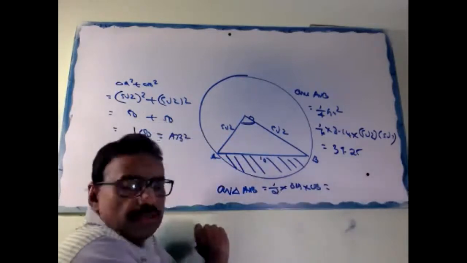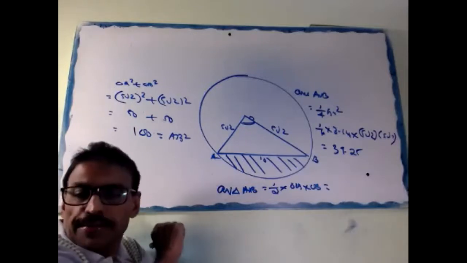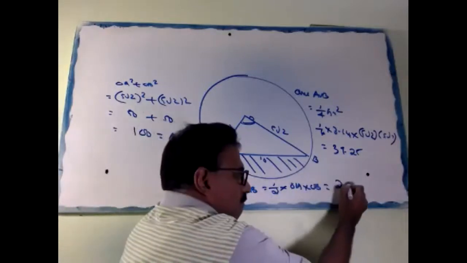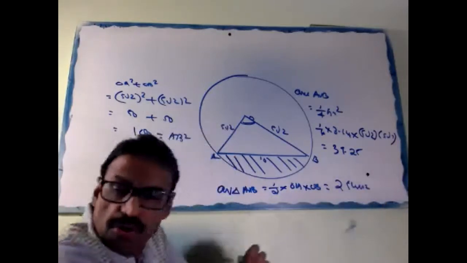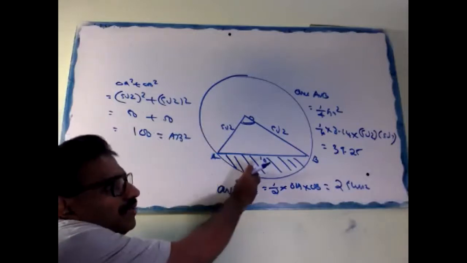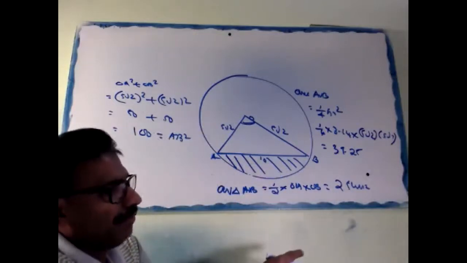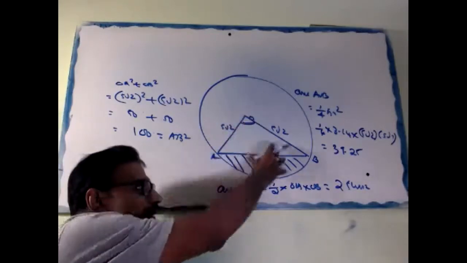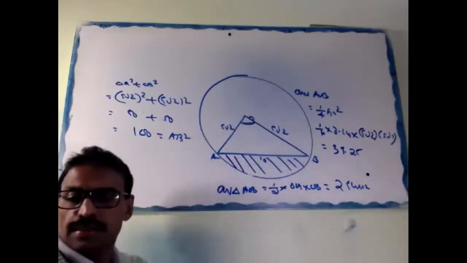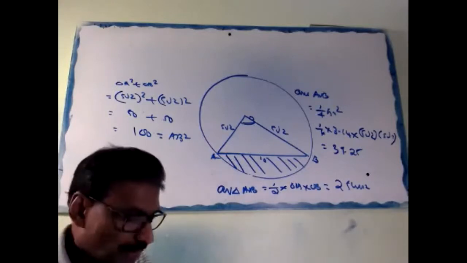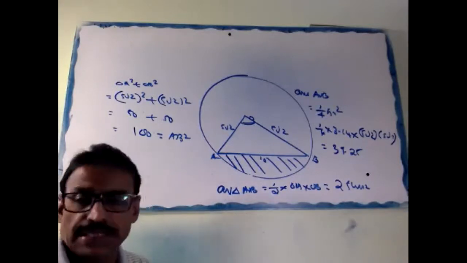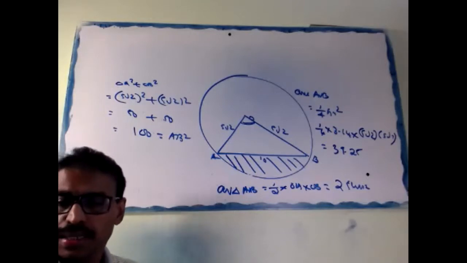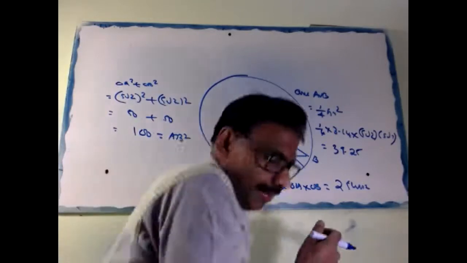So how much did you get? 25, 25. Okay, therefore, area of segment is what? 39.25 minus 25 centimeter square. Okay, the sector minus triangle. So we got the answer as 14.25 centimeter square.